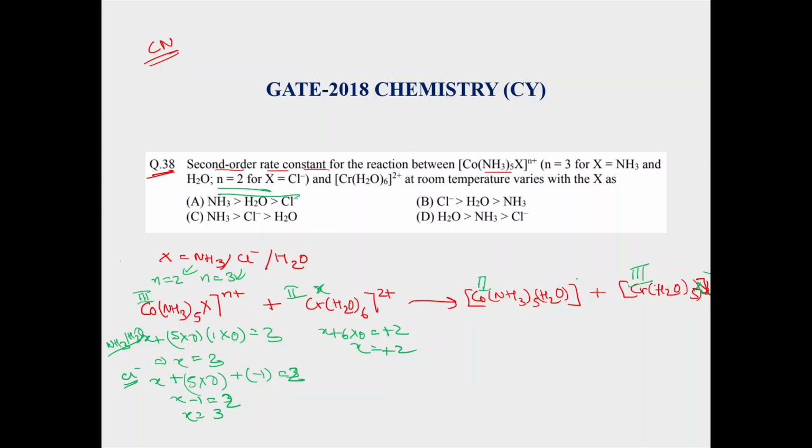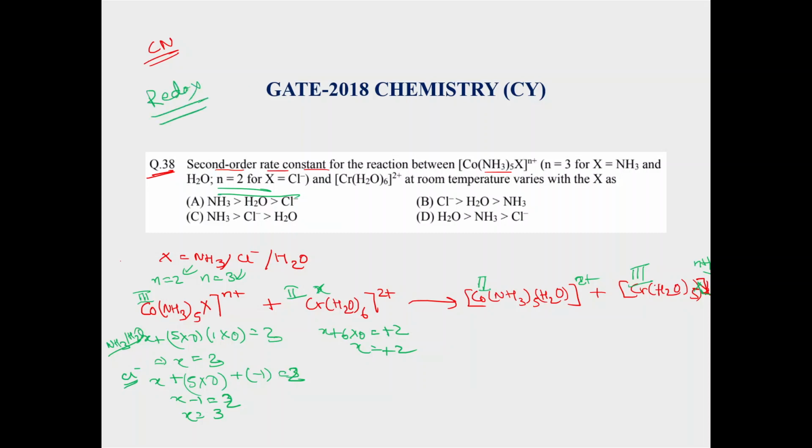So here now it will be n plus 2 plus and that will be n plus 1. Right. So now we know that here this redox reaction is taking place.